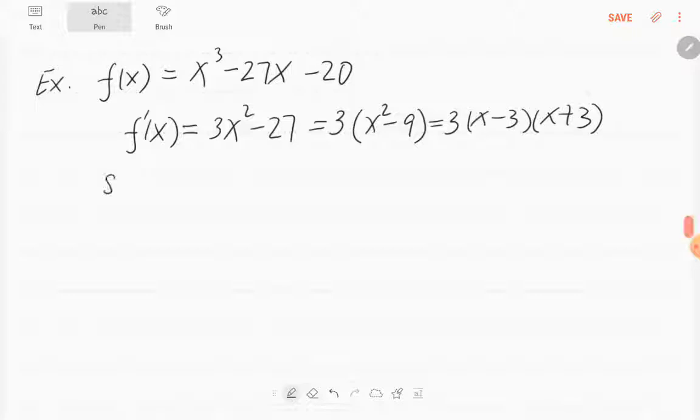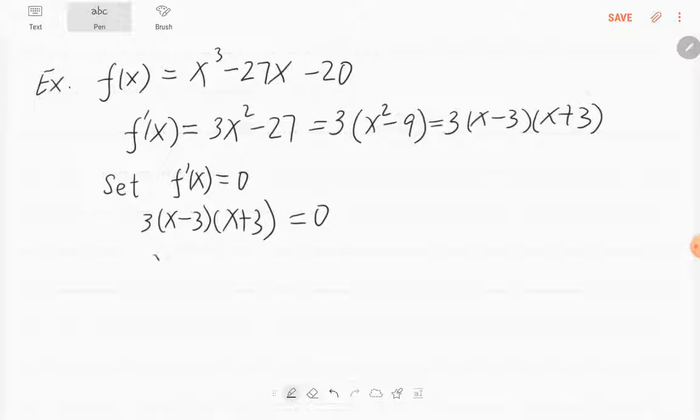So this is the definition of the critical values: the derivative does not exist or the derivative equals 0. Since there is no point that makes the derivative not exist, we can set the derivative equal to 0 and solve for x. So 3(x minus 3)(x plus 3) equals 0. You will have two solutions, x equals 3 or x equals negative 3. Since we have no restriction on the domain of this function, both 3 and negative 3 are critical values or critical points.